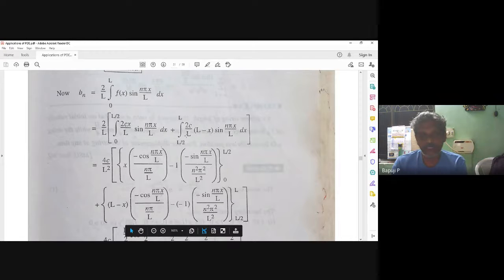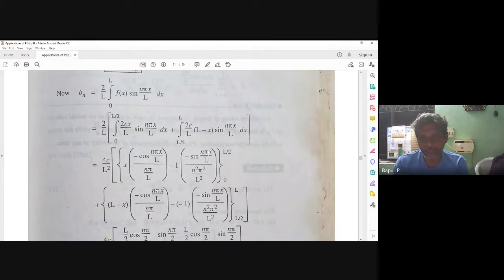As I took 2c/L total outside, I took 4c/L² common, and getting a square bracket. Here L minus x you can keep. Again, sin(nπx/L), if you integrate, you get minus cos(nπx/L). Then the formula: minus 1. L minus x, if you differentiate, capital L becomes 0, minus x becomes minus 1. Open the bracket. Again, this, if you integrate, minus sin(nπx/L) over n²π². If you apply the limit, lower limit 0 means zero times anything is zero.